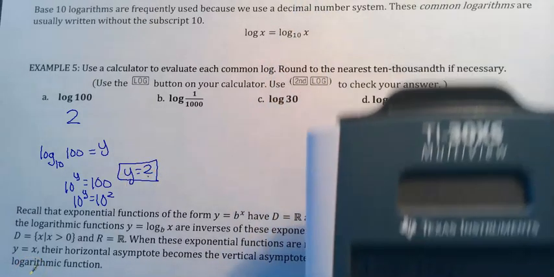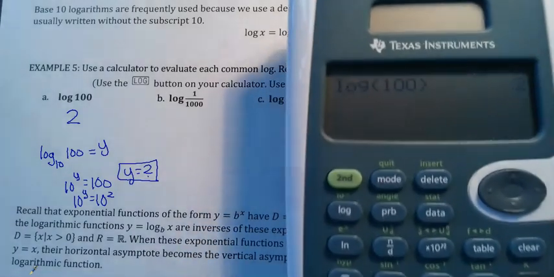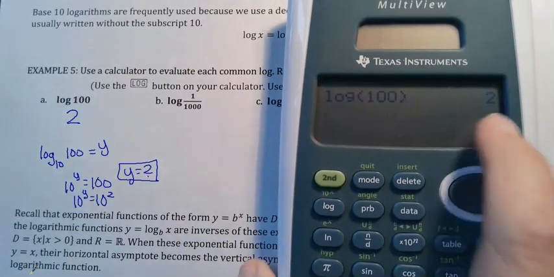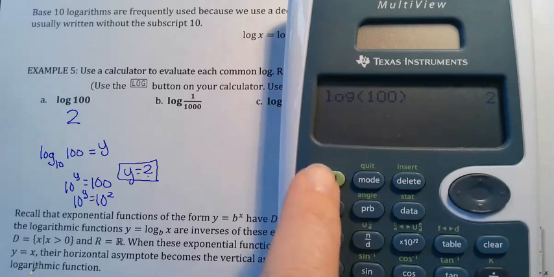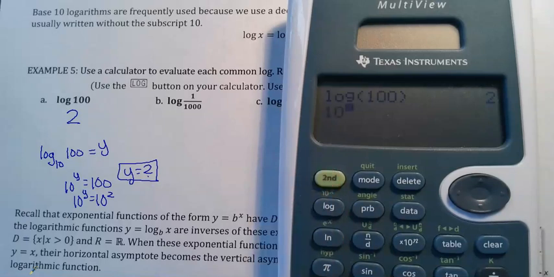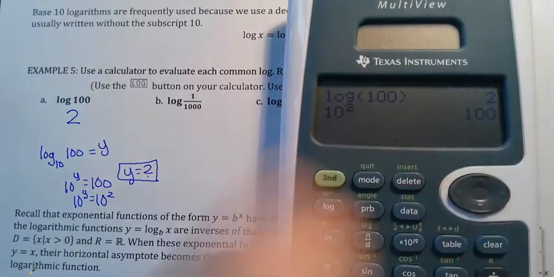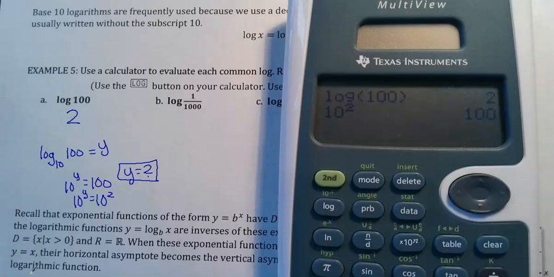Okay, and then I also have there that you can use second log to check your answer. So here your answer is 2. So what you're going to do is second and log, because it gets you that 10 or whatever there. And so you put the 2 in there and hit enter, and you get the 100 back that you put in. Okay, so let's try the next one.